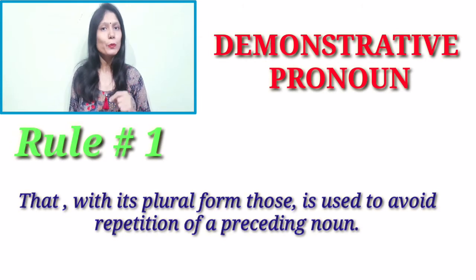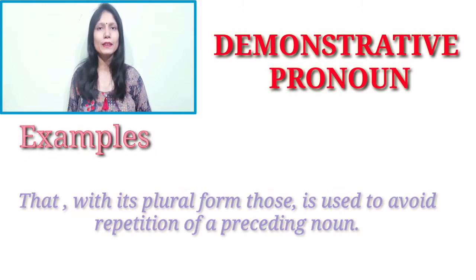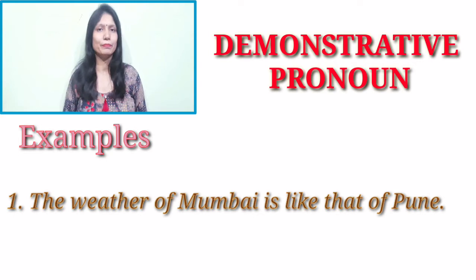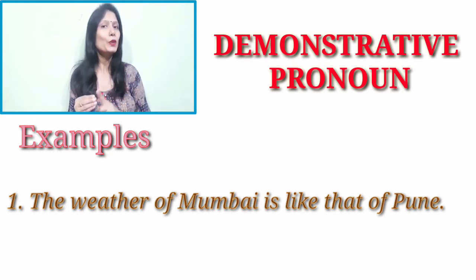That with its plural form those is used to avoid repetition of a preceding noun. For example, the weather of Mumbai is like that of Pune. Here that has been used for the weather to avoid repetition of the word weather. So यहाँ that use हुआ है weather के लिए.